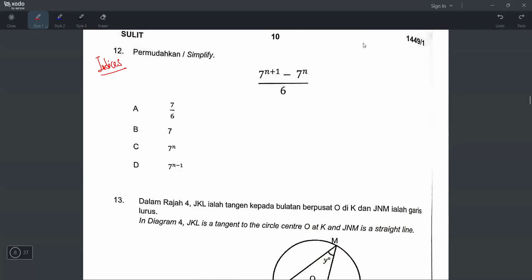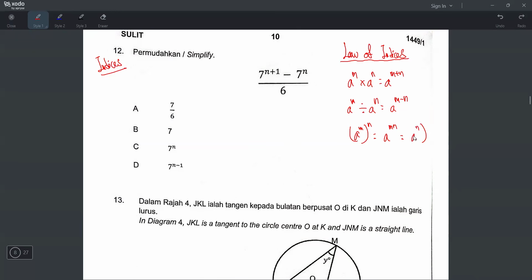First of all, you need to know about the laws of indices. The first law of indices, everyone should know this: a power m times a power n, we will get a power m plus n. Next one, a power m divide a power n is equal to a power m minus n. Next one, a power m power n is equal to a power mn, and is also a power n power m. Next one, a power negative m, you can make it into 1 over a power m. Next one, a power 0 is equal to 1.